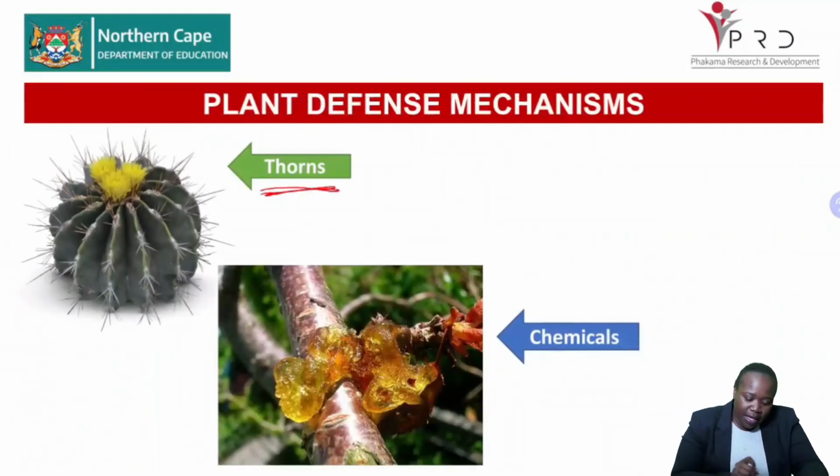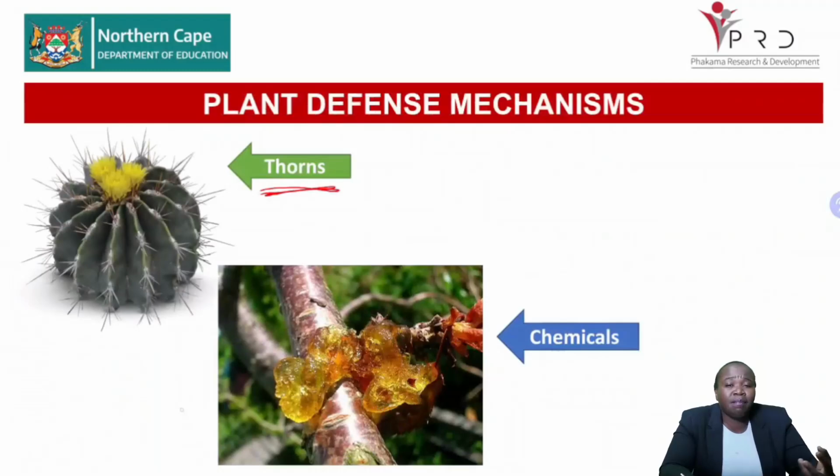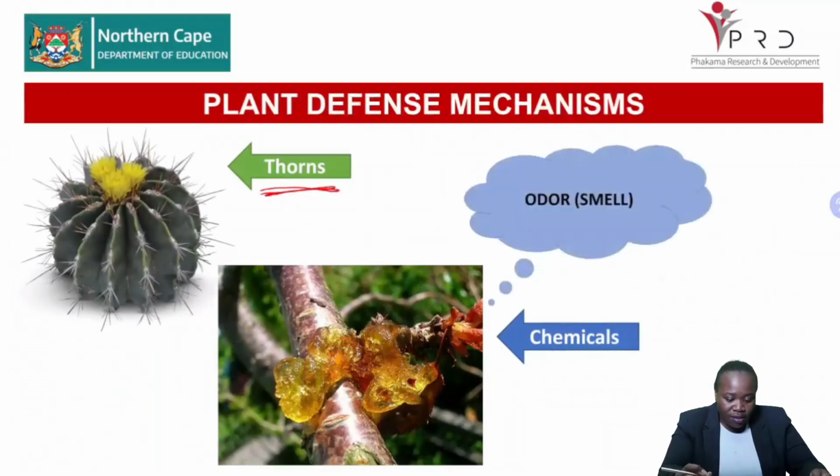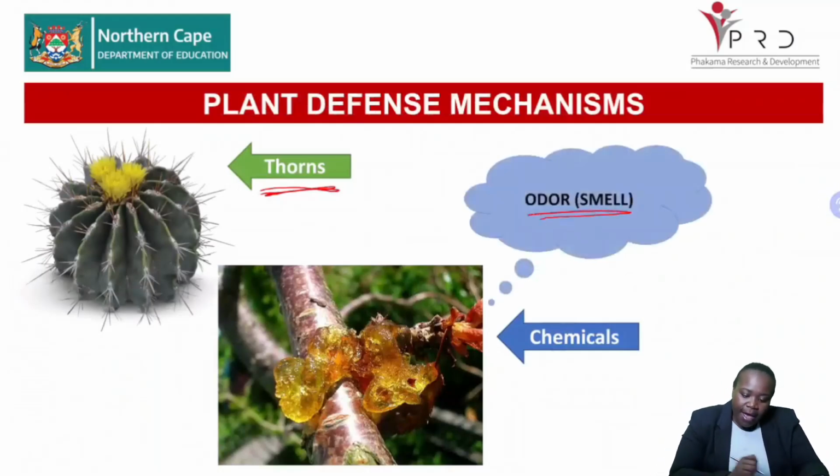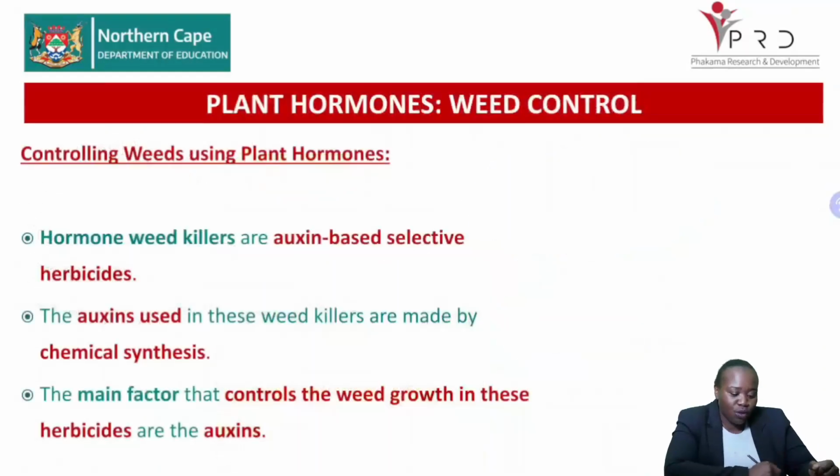And then chemicals, they use chemicals as well. They release chemicals which may have an unpleasant taste for animals, which may sometimes even be poisonous to these animals. So for plants that release these chemicals, it is very rare for animals to feed on them, even humans to try and feed on these. They also have a smell. So that smell also is unpleasant, and therefore animals would not even try to feed on it.